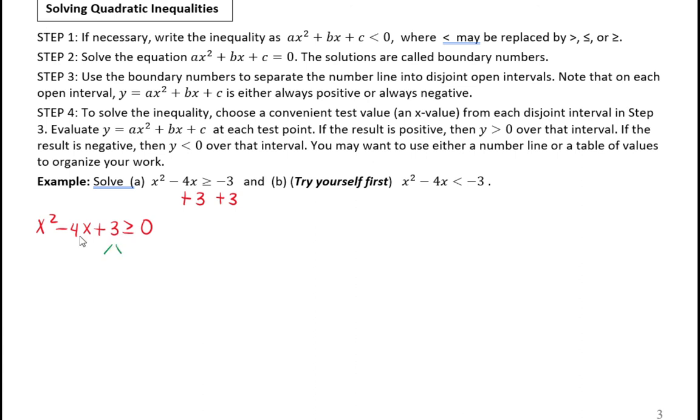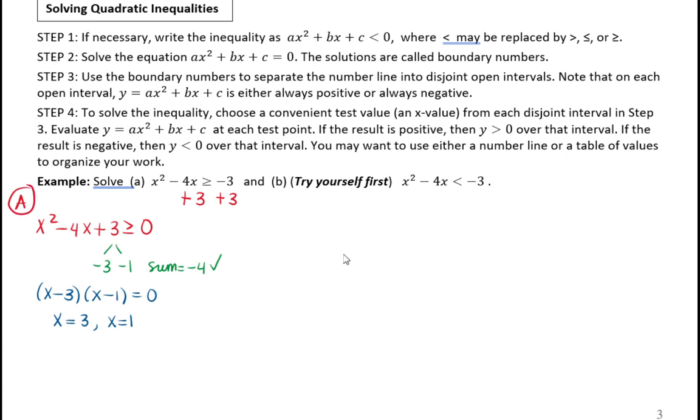So I look for two factors of 3 with the sum -4. So it's like -3 and -1. Their sum is -4, so that works. So this factorization will be x minus 3 times x minus 1. And from here, once you set it equal to 0, you can see you got x equals 3 or x equals 1. So those are your boundary numbers. Now, by the way, this is part A.